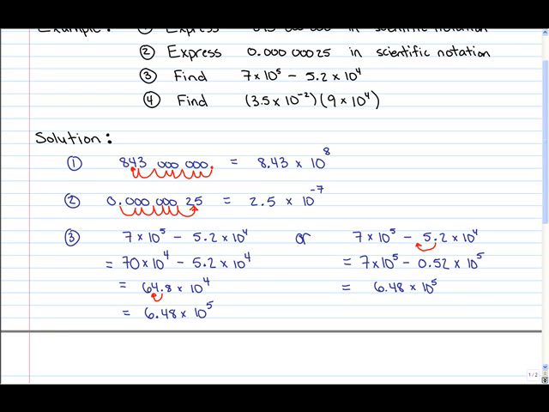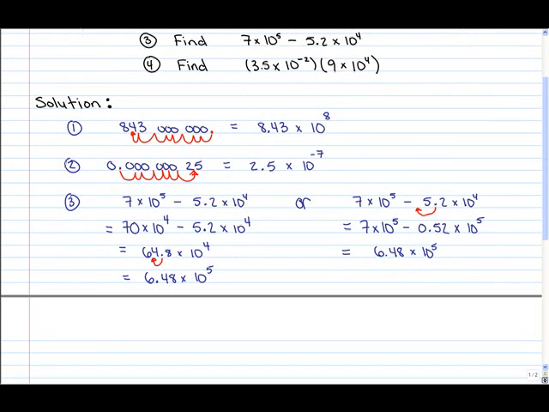Now for part 4, to multiply two numbers in scientific notation, remember when you multiply those two numbers, what you do to those exponents is that you add them. However, when you divide two numbers in scientific notation, then you would subtract those exponents. So we have multiplication here.